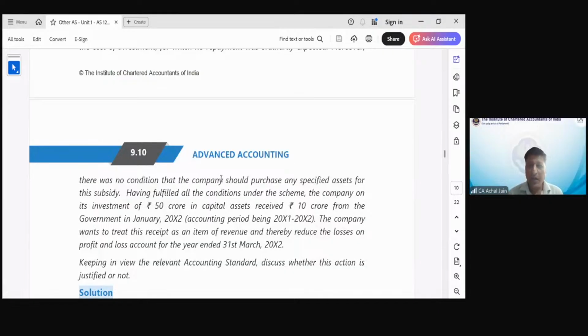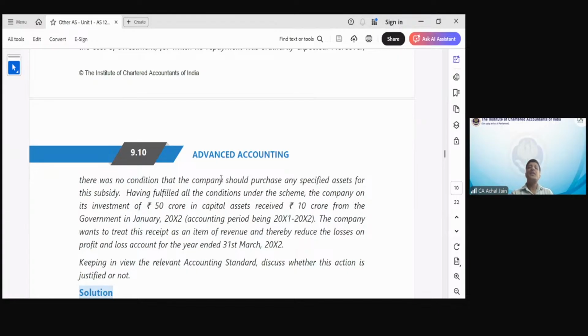Ash says, no sir, it's not correct. It can't be taken to P&L. So, if you are saying it can't be taken to P&L, in a way you are saying it's not a grant related to income. So there are two types of grants. Grant related to asset, that question has clarified, it's not a grant related to asset. Grant related to income, you are saying no. So what are we left with? Only the third one.